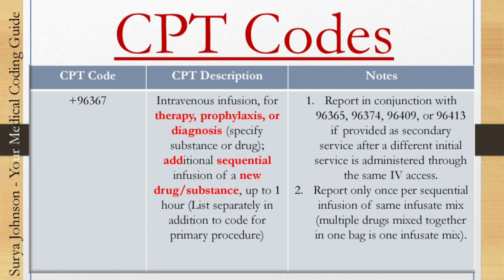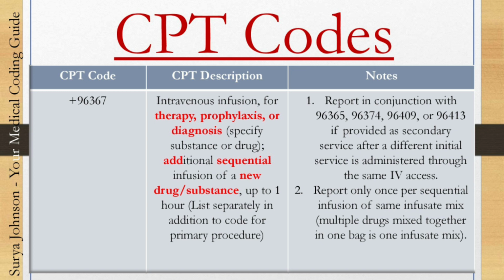Hope this is clear. The second point is report only once per sequential infusion of same infusate material. When there are multiple drugs mixed together in one bag, then it becomes an infusate mix. So because it's all different substances inserted into the single bag, you cannot code this code again and again for each of the substances that is mixed together. No, it should be all together as one mix.